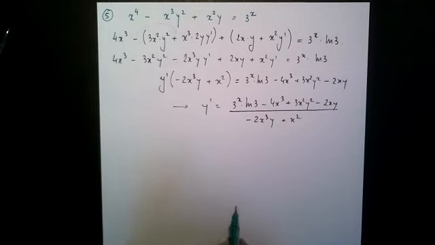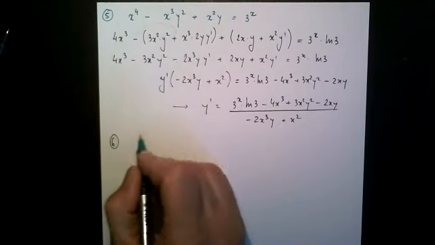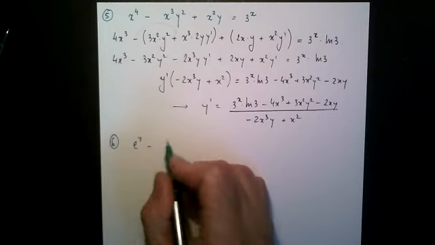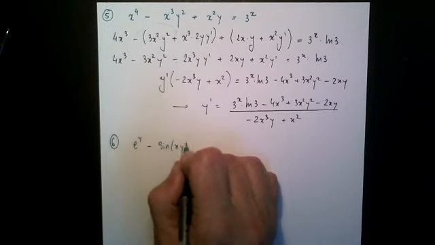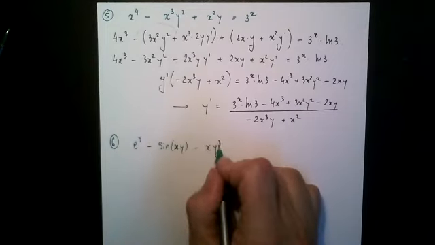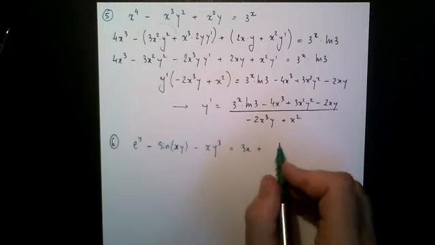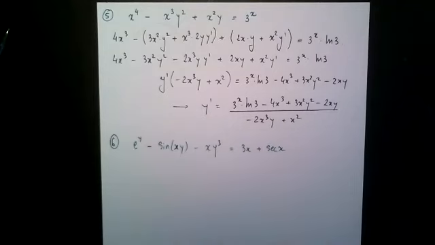Okay, let's do one last one. Number 6. So let's say e power y minus the sine of xy minus xy3 equals 3x plus secant x. Okay, so pretty much everything is mixed in this question.